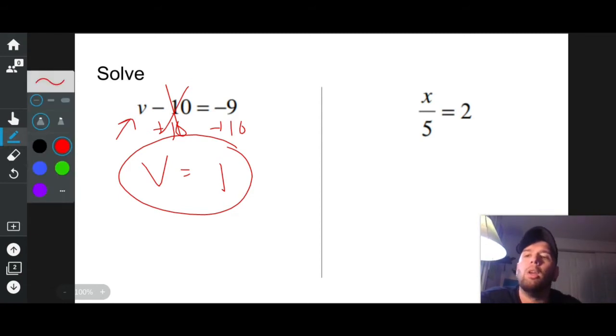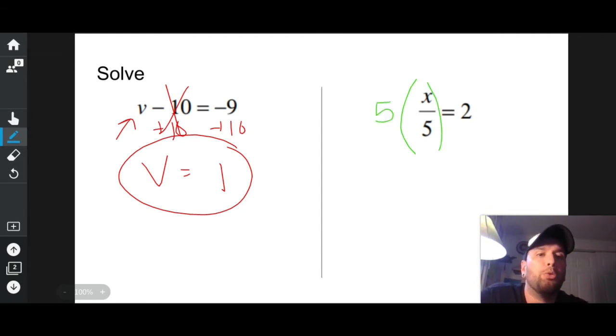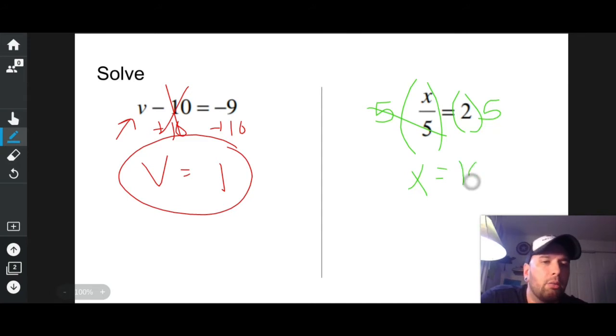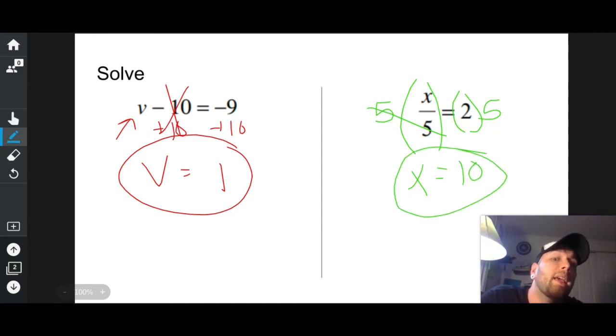Second problem says v divided by 5 is 2. I'm sorry, x divided by 5 is 2. Is x all by itself? No. What's in the way? 5. How is 5 in the way? It's being divided. How do I get rid of being divided? Multiply both sides by 5. Cross out. So I have x equals 2 times 5, which is 10. And again, that makes sense because if I were to replace x with 10, 10 divided by 5 is 2.